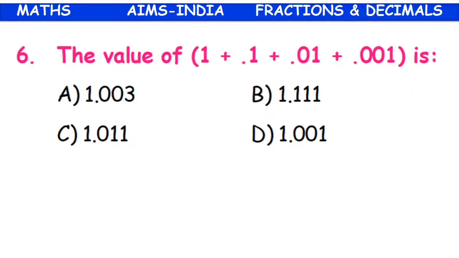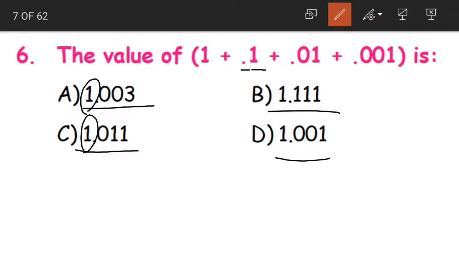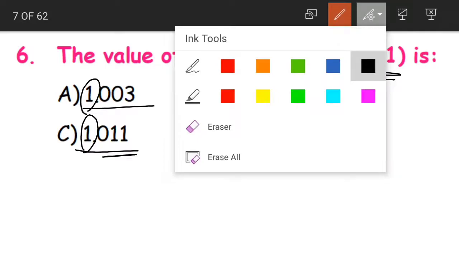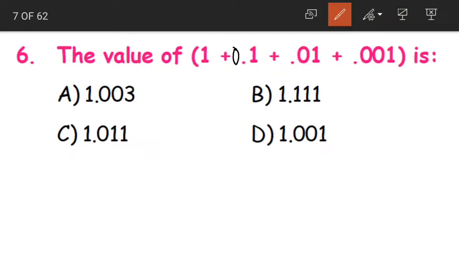Next, question 6. The value of 1 plus 0.1 plus 0.01 plus 0.001 is... Now you might be worrying, here we have a decimal point and the decimal part. What about the whole number part? See, if you look at the options, we have a whole number part and a decimal part. But for these 3 decimal numbers, there is nothing given in the whole number part. So we have to write a 0 for our convenience.